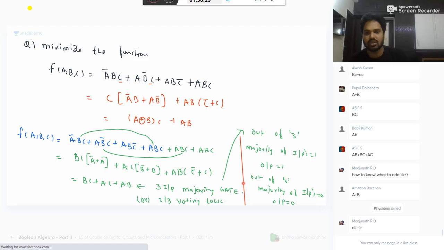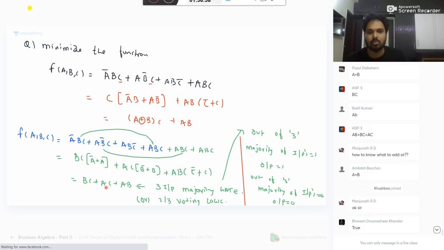Whether it is true or not, you check. AB plus BC plus AC. If B and C both are 1, output 1. A and C both are 1, output 1. A and B both are 1, output 1. Or ABC all are 1s, output 1. That is, out of the 3, you should have at least two 1s. Then only output is 1. Otherwise, output is 0. Is it clear? That's why when the majority of inputs are 1, you get output 1. Majority of inputs are 0, your output is 0.